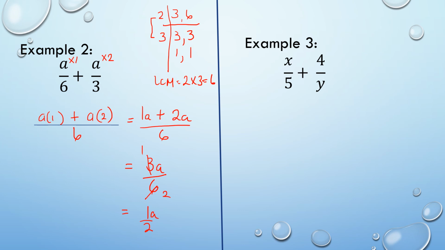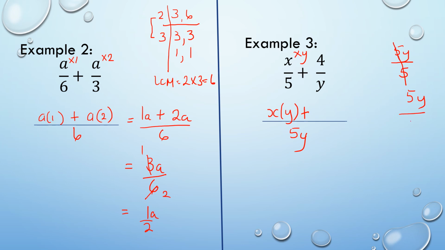Example 3. x over 5 plus 4 over y. We're going to find the LCM in this case. We're going to multiply the two denominators, 5 and y, which is going to give us 5y. Now 5 into 5y, let's come over here. We're going to cancel 5 and it's going to leave y. I'm going to multiply x by y, which is going to give me x by y plus y into 5y.